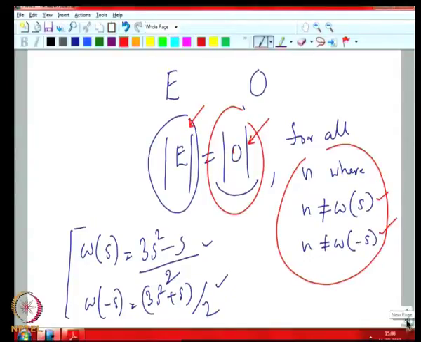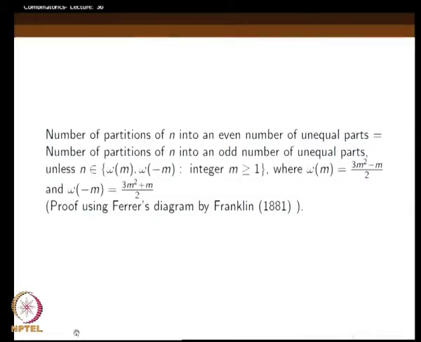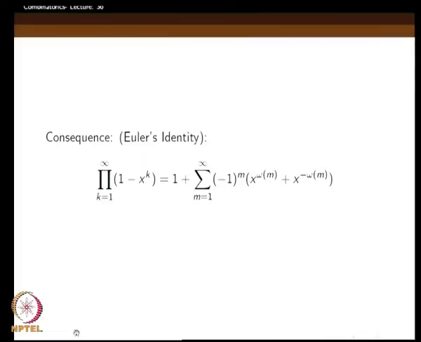So, now today we will show a consequence of this. This was first discovered by Euler, and Euler used it to infer a fact. What is the fact he inferred? It is called Euler's identity. Product over k equal to 1 to infinity of (1 minus x raised to k) equals 1 plus the sum over m equal to 1 to infinity of (minus 1) raised to m into (x raised to omega of m plus x raised to omega of minus m).